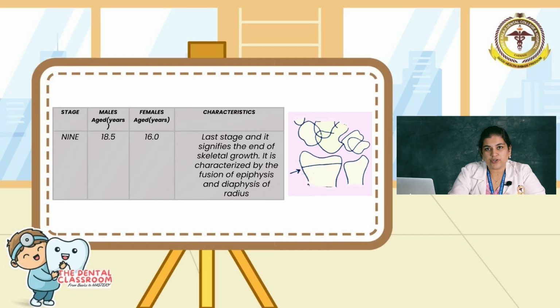And the last stage, the 9th stage, is around 18 to 19 years in boys and 16 years in females, which is the end of all skeletal growth. Beyond this you cannot expect any more growth, and it's time to go into other modalities of treatment if you want to correct a skeletal discrepancy. At this age, all the fingers, all epiphyses, all diaphyses are fused and there's no more scope for growth.